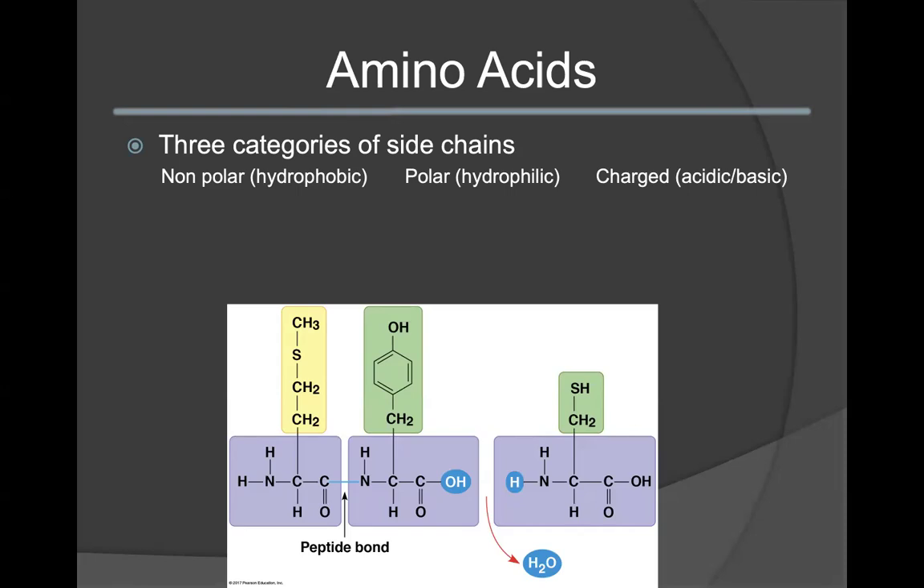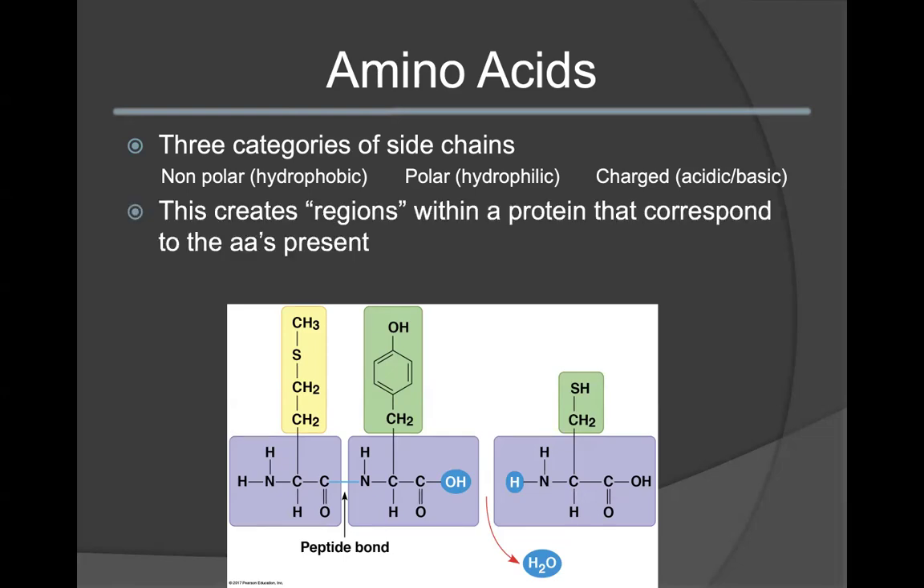There are three main categories of side chains for these amino acids. Amino acids can be classified as nonpolar or hydrophobic, polar or hydrophilic, or charged, either acidic or basic. This means that there will be regions within a protein that will correspond to the properties of the amino acids that are present. This leads to the uniqueness of the proteins.